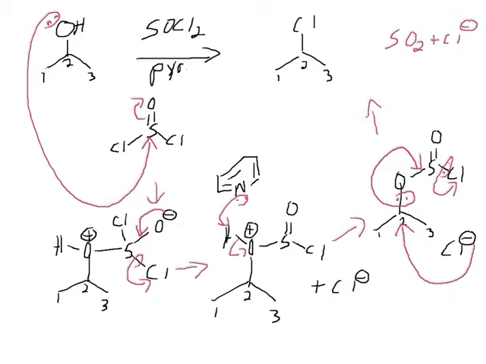So this is a nice thing. These are nice because you can use secondary alcohols and not get rearrangements. Whereas HI, HBr, and HCl, you still get rearrangements.